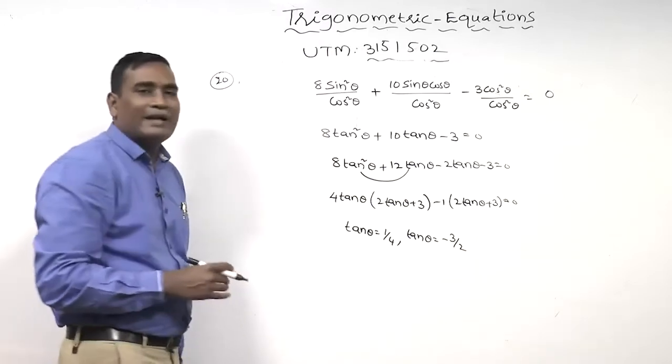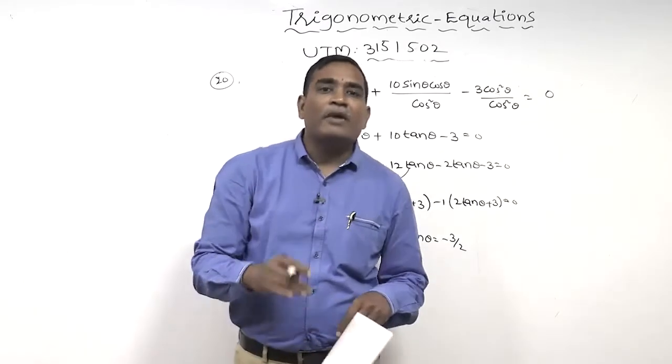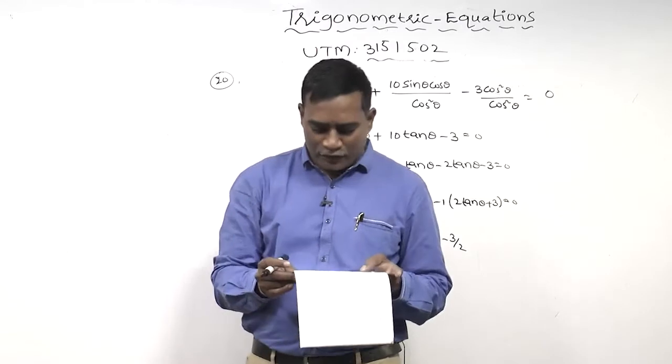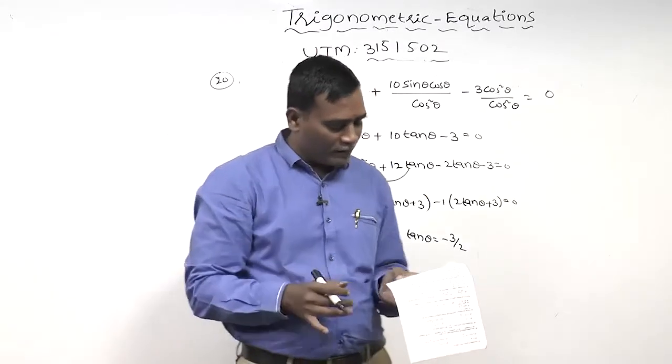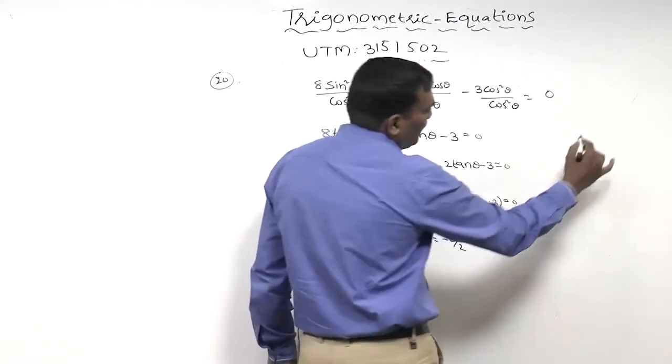But I don't want tan theta values. He's asking the number of solutions. How to find the number of solutions in some interval? It is asking minus pi to 2 pi. Number of solutions in minus pi to 2 pi.